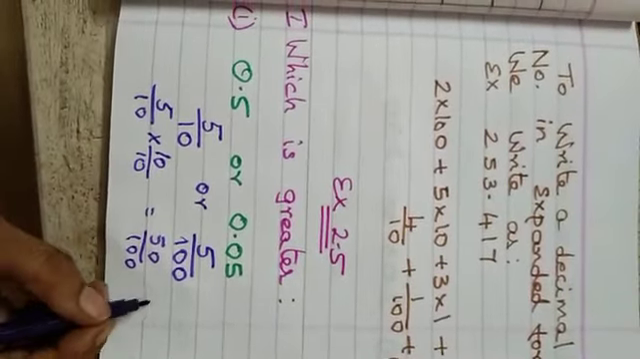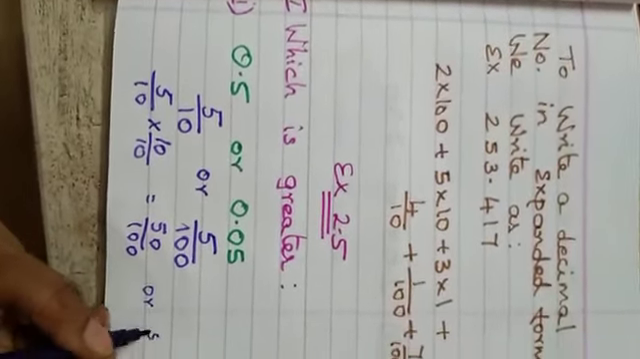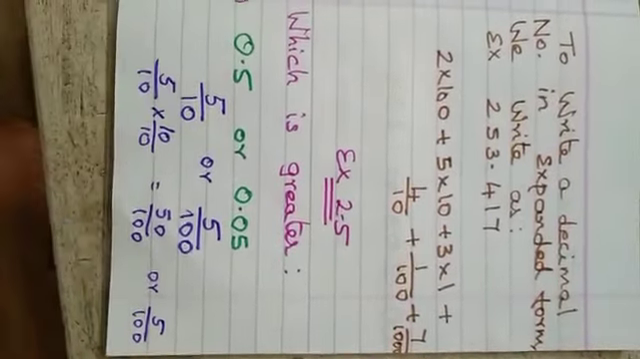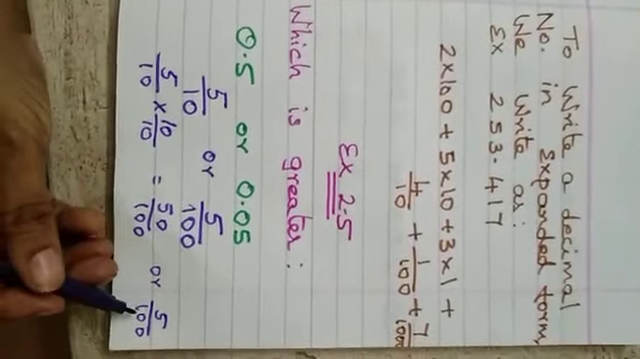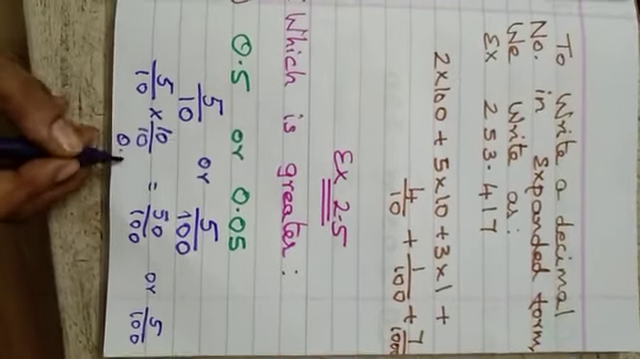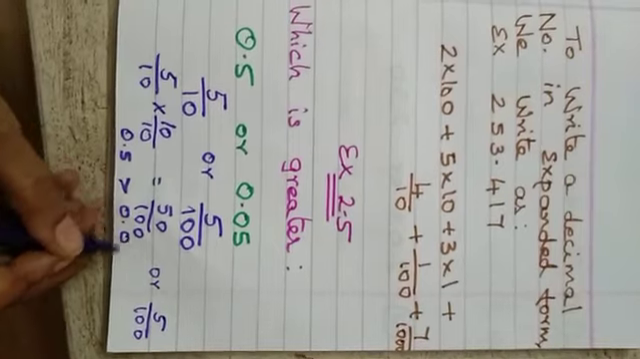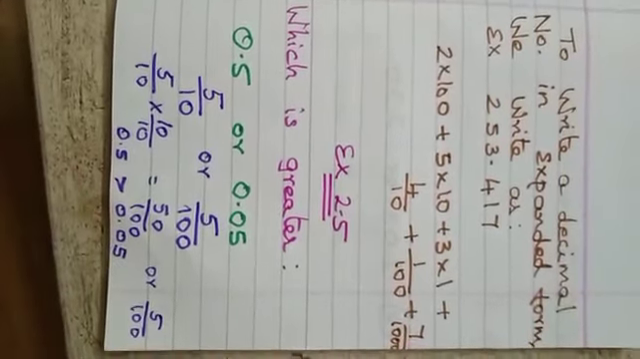Now can you tell me whether 50 by 100 or 5 by 100 is greater? You need not see the denominator obviously now, so you can compare the numerators. So 50 is greater. So 0.5 is greater than 0.05. Clear, children?